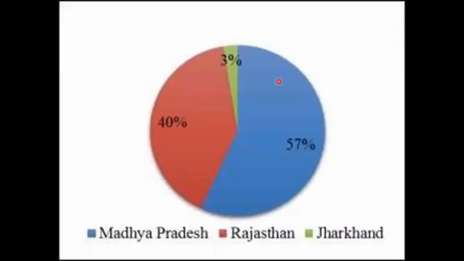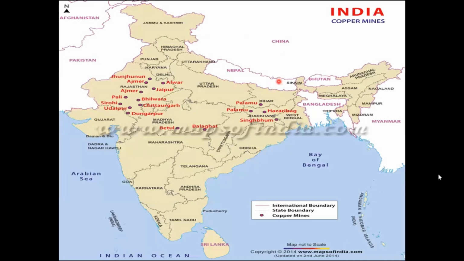Now, if we see here, Madhya Pradesh is the leading producer with 57%, followed by Rajasthan. See here, copper mines. In Madhya Pradesh, Balaghat mines and Betul mines are important. Whereas here, Ajmer, Alwar, and Udaipur are important mines. Whereas here in Jharkhand, we have Singhbhum district, then we have Hazaribagh and Palamu areas. So these are important for producing copper.